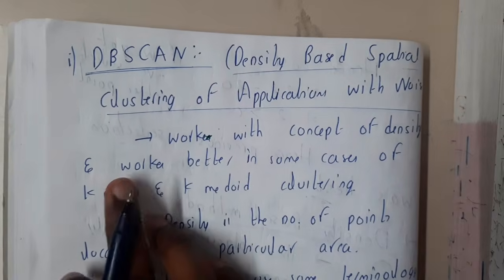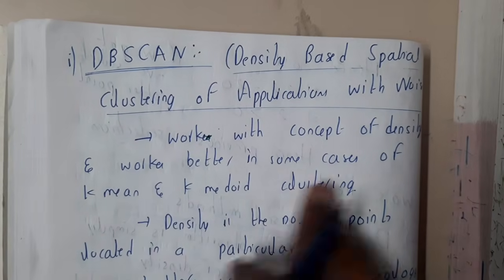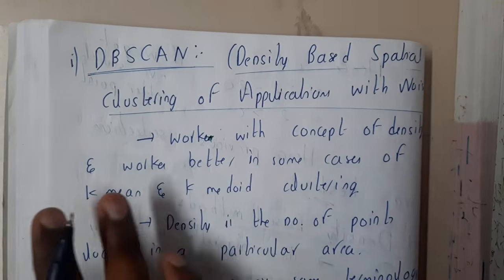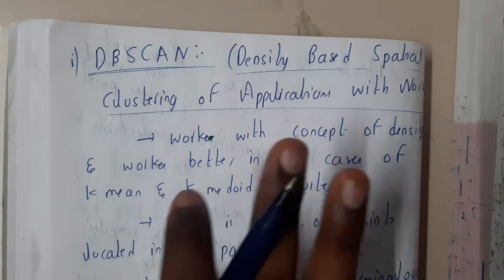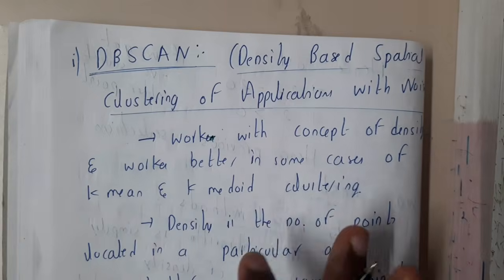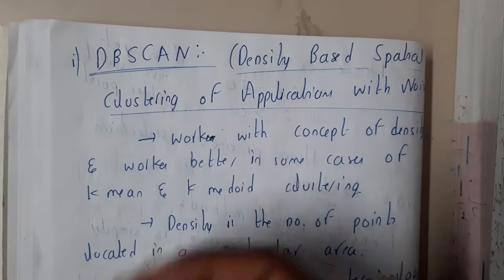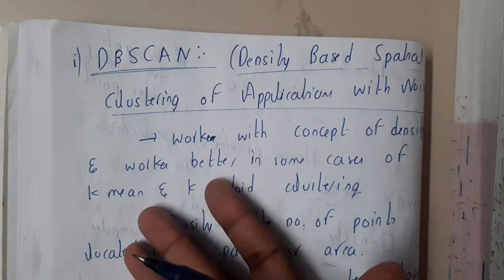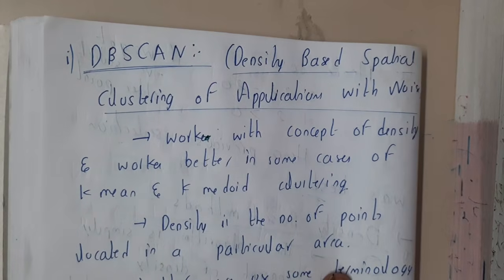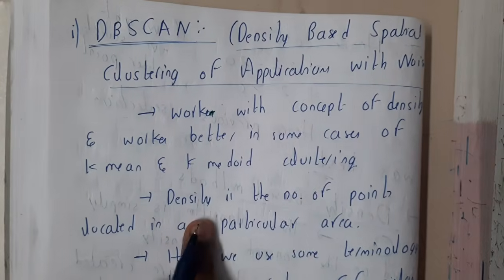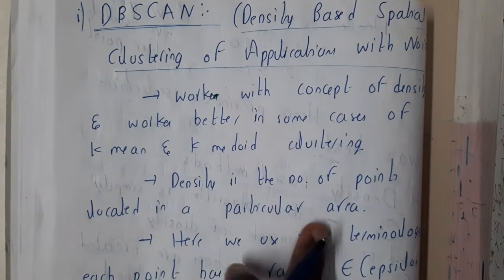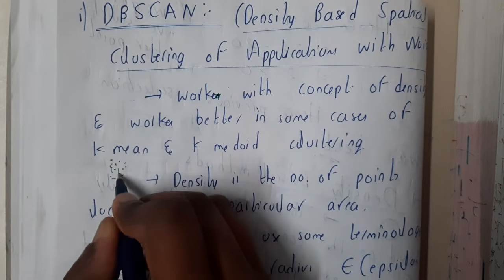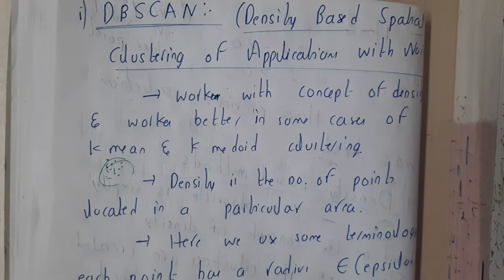DBSCAN works with the concept of density and works better in some cases than k-means and k-medoids. We discussed k-means and k-medoids already, right? So in some situations we can say DBSCAN is better than them, because in them we are calculating multiple values again and again, right? Those things will not occur here. So that is the advantage here, guys. Similarly, here density is the number of points located in a particular area. I told you, right? If there are multiple points in a particular area, then we'll say that area is denser, right?